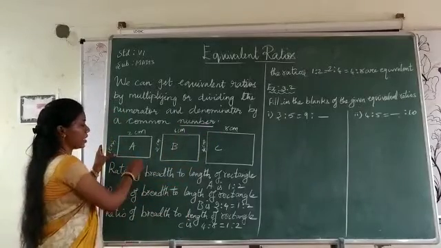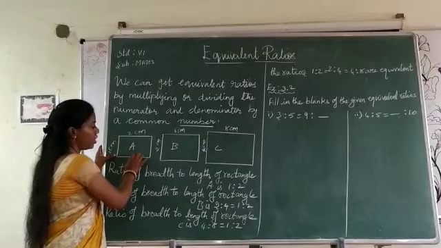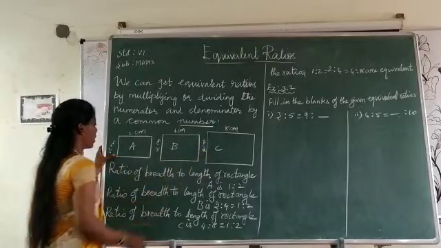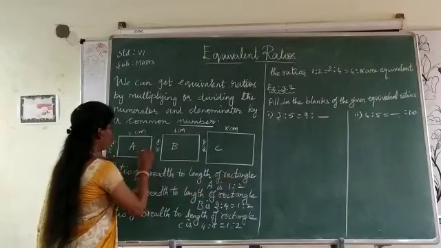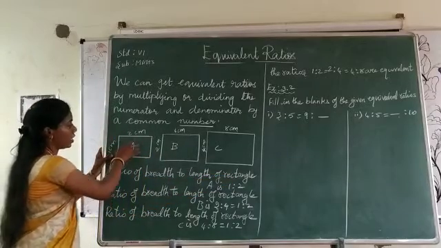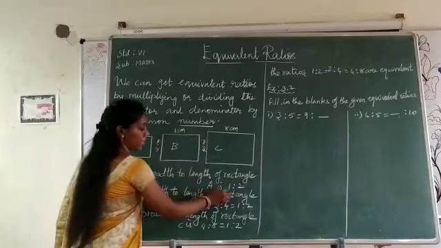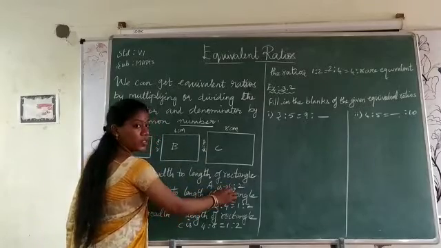Let us consider one example. The given are three rectangles A, B, C. Consider the first one. The ratio of breadth to length of rectangle A: breadth is 1 centimeter and length is 2 centimeters. So it is in the ratio format of 1:2.